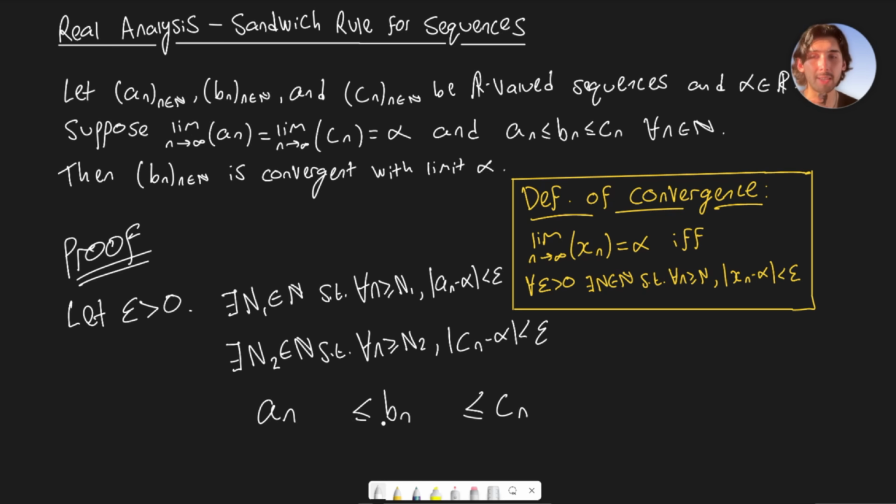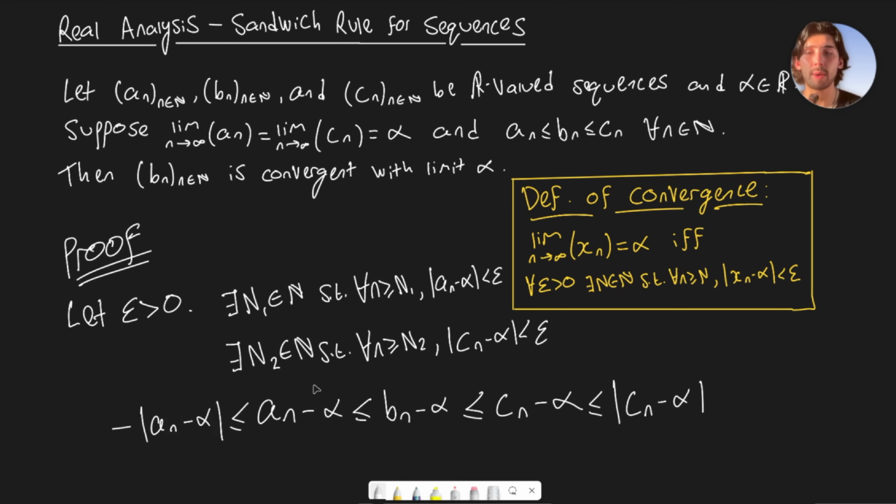And I've left some spaces here because I can do something clever: I can take alpha away from all three of these. Because I've just subtracted a number, it's going to retain the inequality. So an minus alpha is less than or equal to bn minus alpha, which is less than or equal to cn minus alpha. And I could take this even further. cn minus alpha is less than or equal to the absolute value of cn minus alpha, and an minus alpha should be bigger than or equal to minus the absolute value of an minus alpha. Hopefully that makes sense.